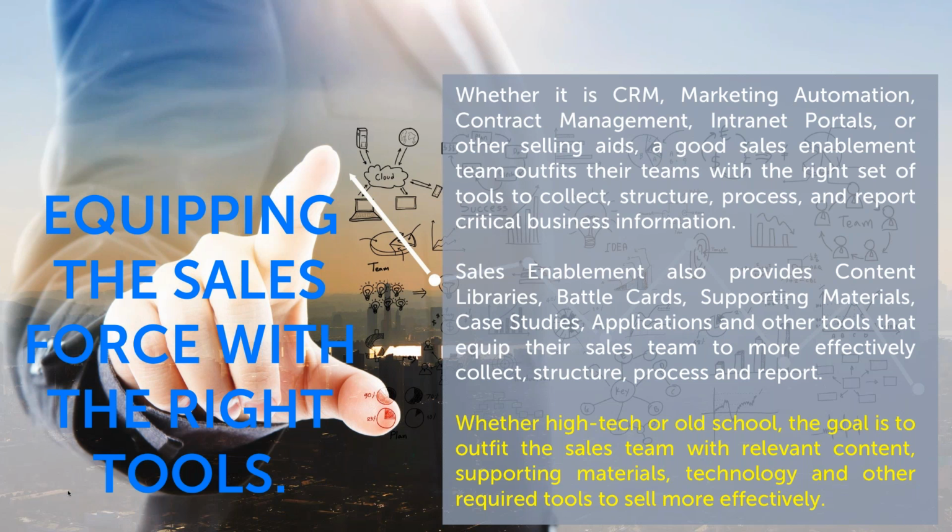What we're saying is you need to have a buildup of the tools and processes that your sales team needs to continuously be effective. And this is why I tell you guys, whether you are a high-tech or an old-school organization, the goal is to make sure that you're outfitting the sales team with the content, with the material, with the technology, and whatever tools are required for them to sell more effectively. So this is going to be absolutely crucial in the sales enablement process.